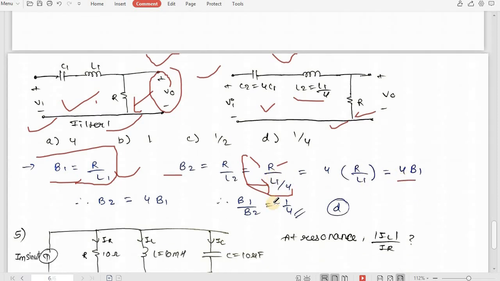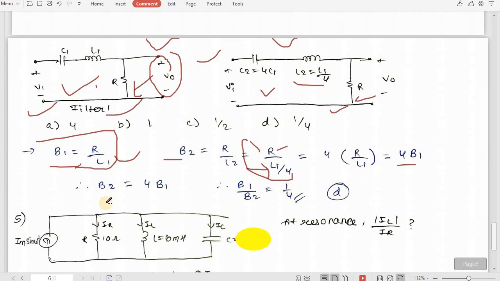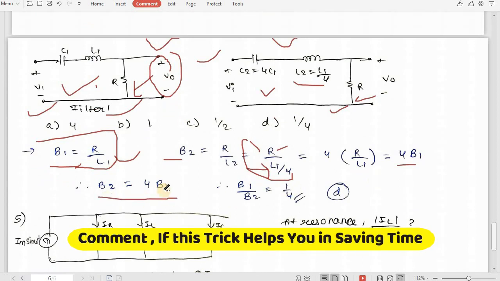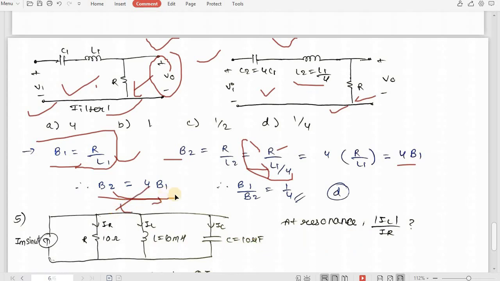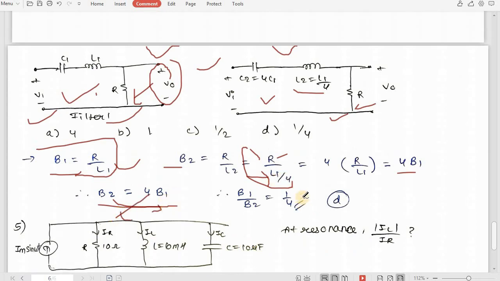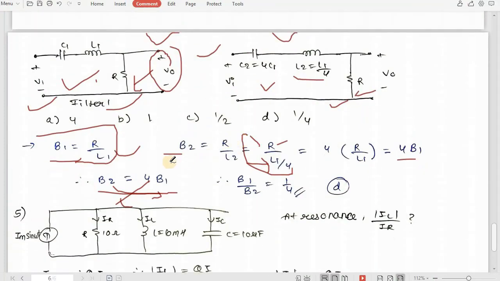Now in the question we want the ratio of B1 by B2. Here we have B2 is equal to 4B1, so if we take B2 on one side and 4 on the other, we get B1 by B2 is equal to 1 by 4. So the correct answer for this question is 1 by 4. Now let's move on to the last question.